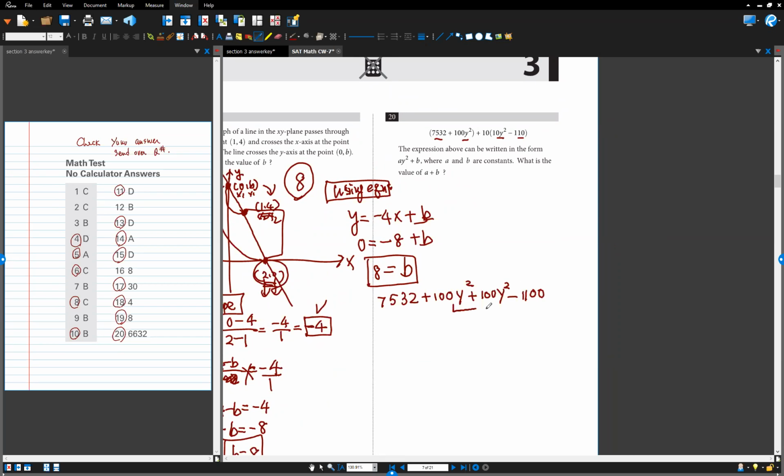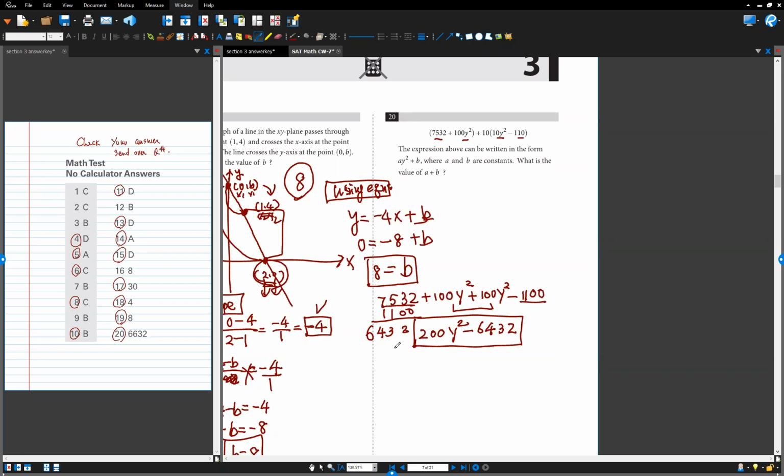But these two are like terms, 100 y squared and another 100 y squared, that's 200 y squared. This is a number minus 1100. Take away 1100: 2,3,4,6 minus 6,432. That's the expression, the final simplification. But we are not done.